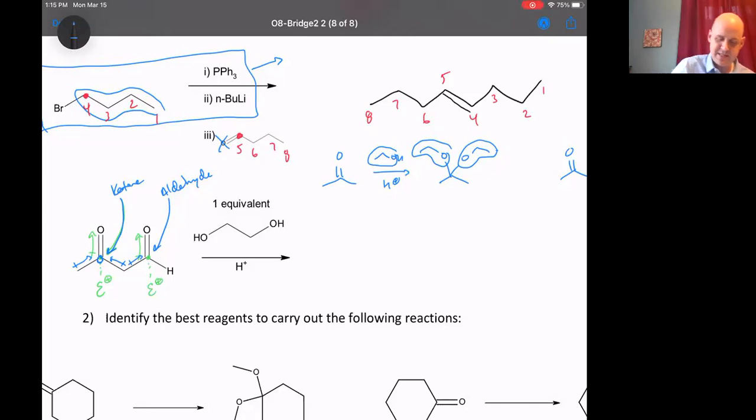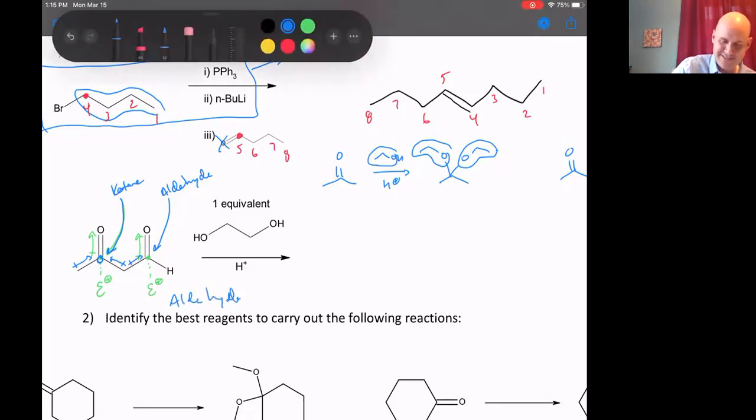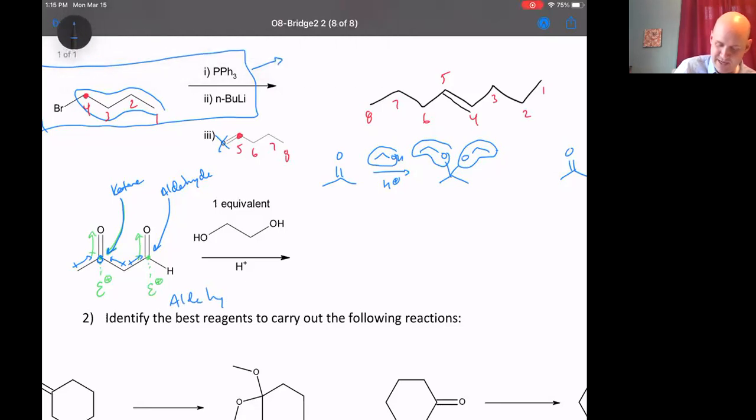So if you want to, just write this down. Aldehydes are more reactive than ketones.